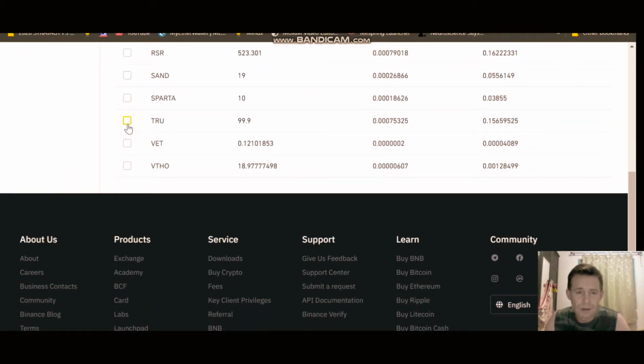True, I just invested in that last night, so I'm not going to. VeChain, this is what I've earned since last night, 0.1, and then VeThor, which is the gas for VeChain. Again, if you don't know what the gas is, it basically is, if you own VeChain, you earn VeThor. The same as Neo, you will earn Neo gas.